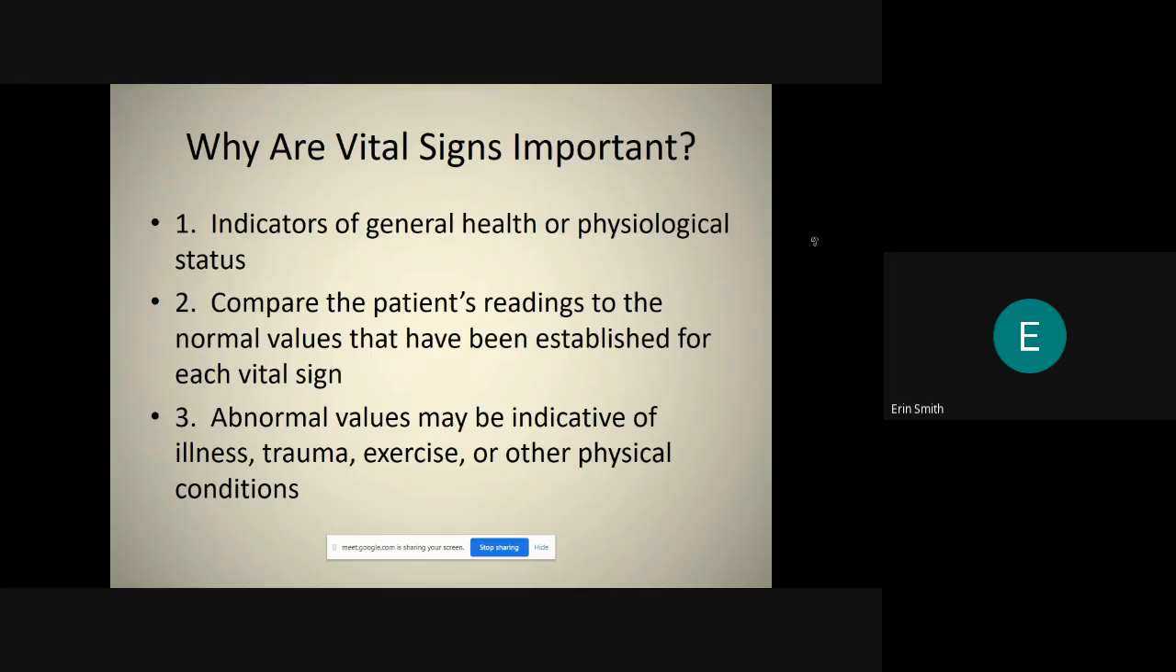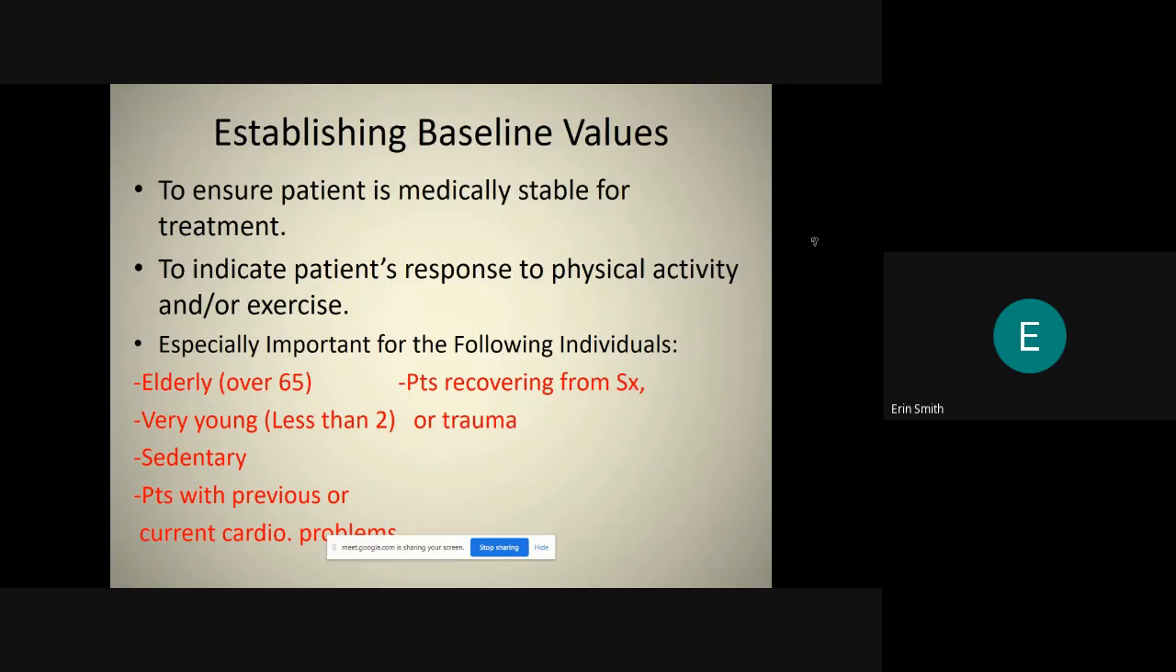So, just one of those reasons why knowing our baseline vitals and knowing the normal ranges is so important. So again, establishing baseline values. We also want to know, is the patient medically stable for treatment? That example I just gave is a perfect example of that. Based on his resting heart rate, no, he was not medically stable for treatment. So obviously we didn't do treatment that day. We put him on hold, and then we had to do some investigation to figure out what was there.